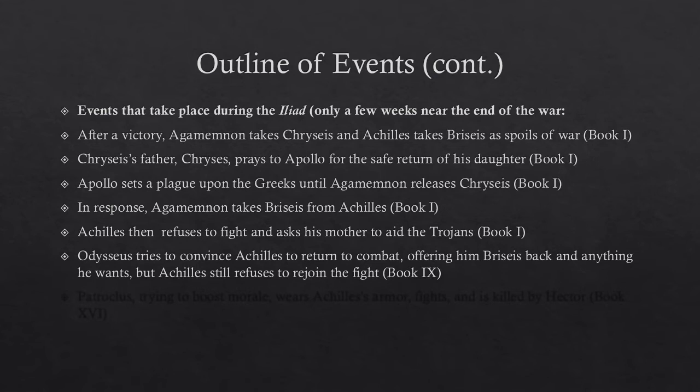And Odysseus, remember, he's the strategist, the cunning one, the smart one, who gets his own story in the next poem. So he's also the best speaker because he's incredibly smart. So he's incredibly persuasive. And so he tries to convince Achilles to return to combat. And by the point of book 9, which is where Odysseus has his big famous speech, the Greeks are doing so poorly and they need Achilles so badly.